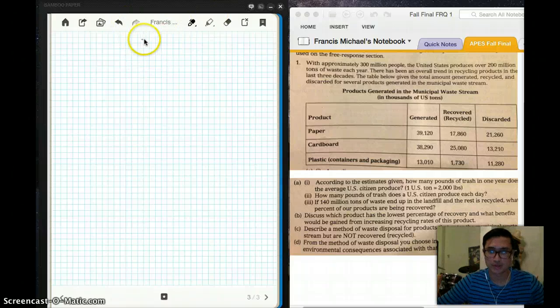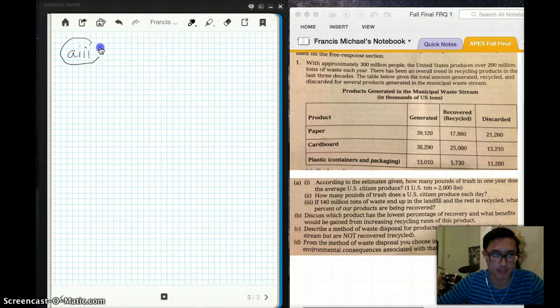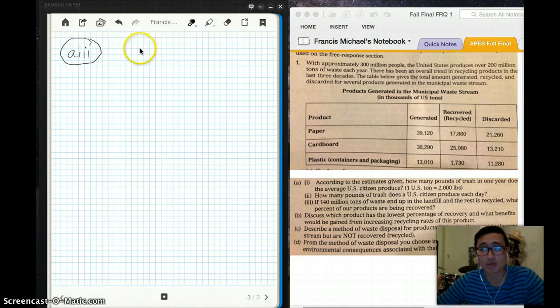Alright guys, so the final part of A, which is going to be A3, isn't really dependent on A1 or 2, so let's go ahead and jot down A3 right here. This is what we're working on. Alright, so A3. If 140 million tons of waste ends up in the landfill and the rest is recycled, what percent of our products are being recovered?